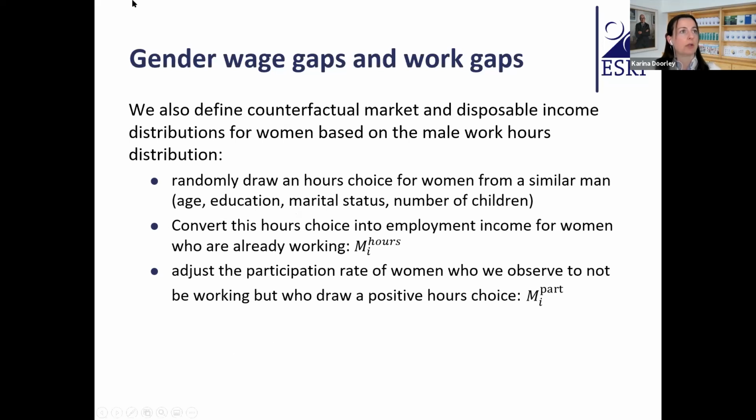So we also define counterfactual market and disposable income distributions for women based on the male work hours distribution. So this is kind of a three-step process. So first we randomly draw an hours choice for women from a similar man, so based on age, education, marital status, and number of children. We convert this hours choice into employment income for women who are already working. So this increases the hours of work of working women so that their work hour structure is similar to the male work hour structure. We then adjust the participation rate of women who we observe to not be working, but who draw a positive hours choice. So this adjusts the participation structure of women to be similar to the male participation structure.